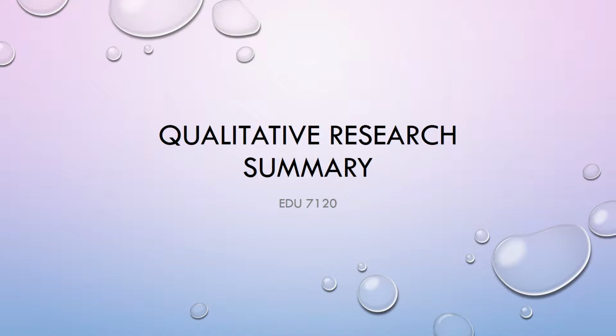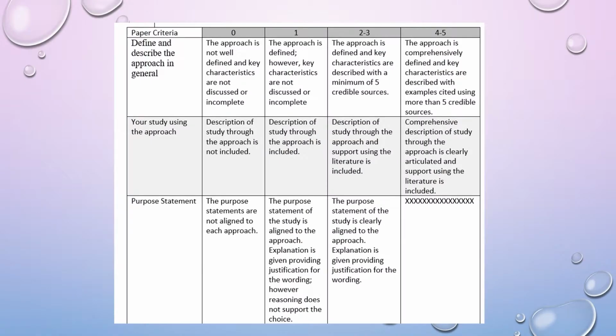So let's first look at the rubric. In the rubric, with each one of the approaches, I want you to define it and describe it in general, but you need at least five credible sources, even more than that if possible. Now your credible sources need to be something other than Creswell. You can use Creswell for one, but you need to find who the main people for this type of approach are, who they are and what they have to say. So look for those credible sources.